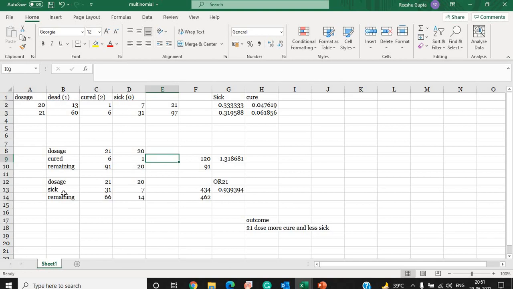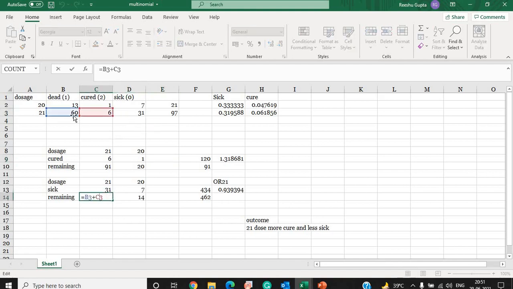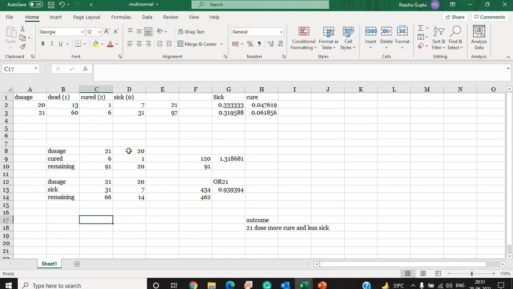Similarly, if you want to calculate the probability of the sick patients, then how many are sick? Here you can see sick are 31. And the remaining are 60 plus 6. How many are sick in the case of the 20 microgram dose? It is 7. Then the remaining is 40. So whenever you are calculating the odds ratio, you have to do the diagonal multiplication.